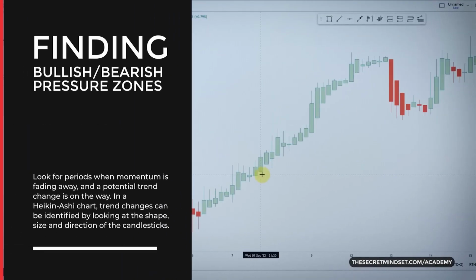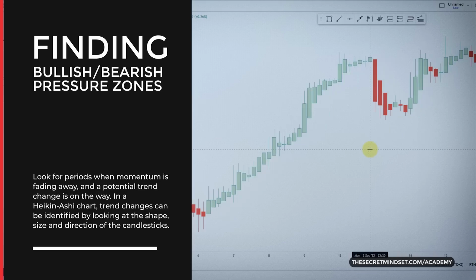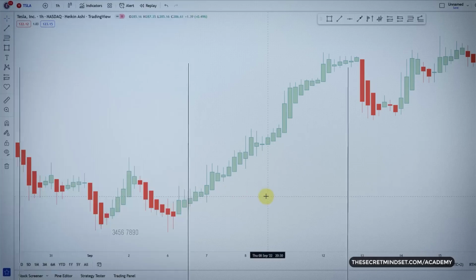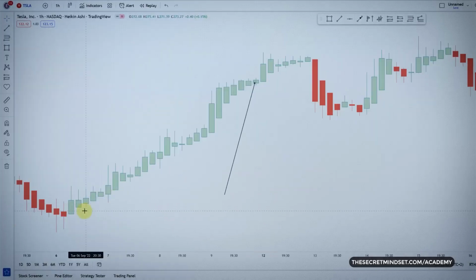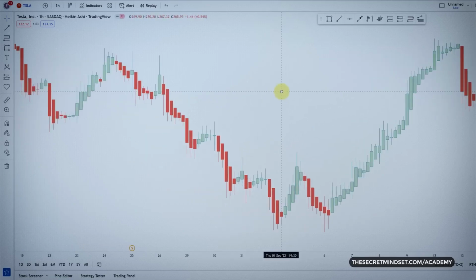So the plan is to look for periods when momentum is fading away and a potential trend change is on the way. In a Heiken Ashi chart, trend changes can be identified by looking at the shape, size, and direction of the candlesticks. For example, in this chart, we are in an uptrend, but the candlesticks start to become smaller and more evenly sized. This may indicate that the uptrend is losing momentum and the trend change is imminent.